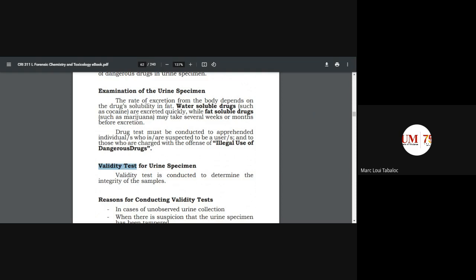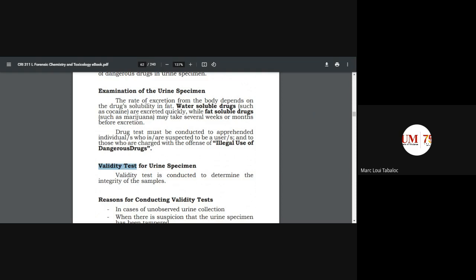So, it will determine if the result is valid. A validity test on a urine specimen is conducted to determine the integrity of the sample, if it is really urine or not. For urine samples, this is done at the start to determine if this urine really came from a person, or if it was made by the Illuminati, or is the urine of another animal. Okay? To validate if the specimen bound for examination is really from the suspected individual or from a human being.